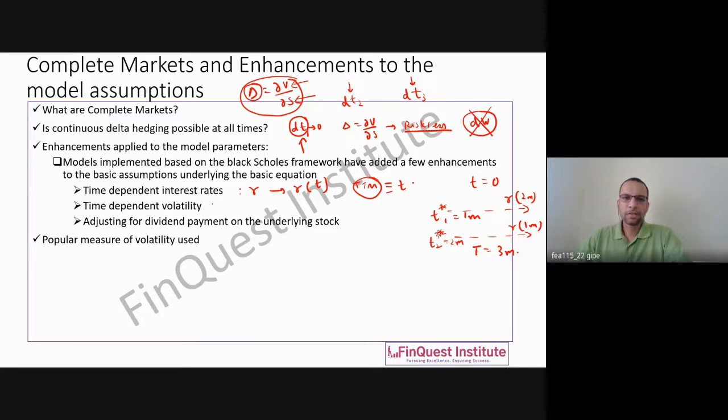I can do something similar for vols as well. Rather than having a flat vol, I may want to have a time dependent vol, something like sigma of t. Using a similar analogy, I look at my time to maturity for the option, and accordingly I pick up the value for sigma and use it in my computation. That way that sigma gets used in the calculation.